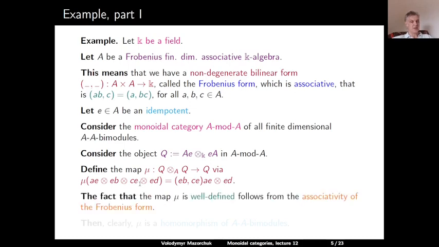The fact that this map is well defined follows from the associativity of the Frobenius form. So this middle tensor product is over A. We are supposed to freely move elements from A, from left to right. And here it means moving the right factors of B to the left factors of C. This is exactly the condition of the associativity of the Frobenius form. And since this is well defined, directly from the definition, we see that this is a homomorphism of AA bimodules. We can multiply with A on the left and with D on the right, and it will be a homomorphism. Okay, so now we have our multiplication mu.